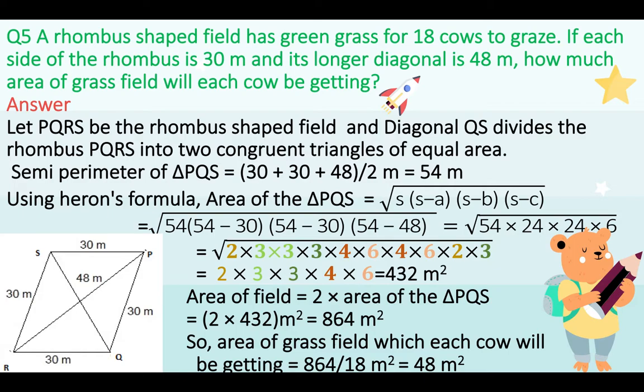Now what is the amount of grass field, or the area of grass field, which each cow will get? Since 18 cows are grazing for 864 meters square, that means for one cow I have 864 divided by 18. So the answer is 48 meters square.